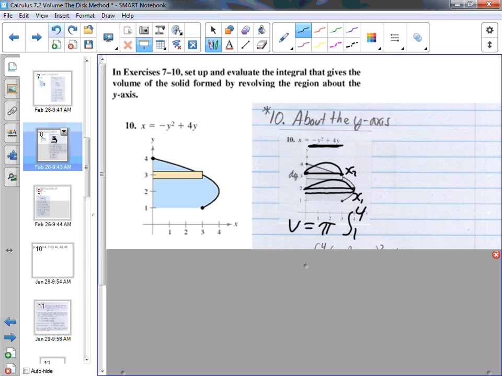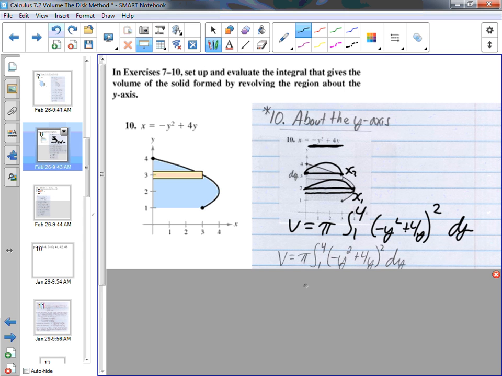I would have liked to have written x, but I can't because I've got a dy for our height. Okay? So instead of x, I put what x equals. So negative y squared plus 4y. But remember now, it's not just radius, it's radius squared. Is that it? Is that our integral? That's our integral. Well, we're not done with the problem, but that's our integral.